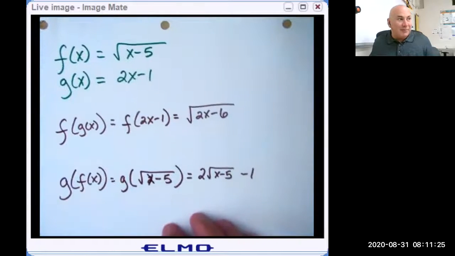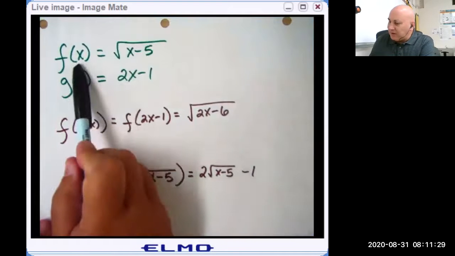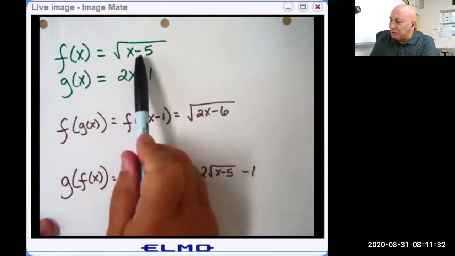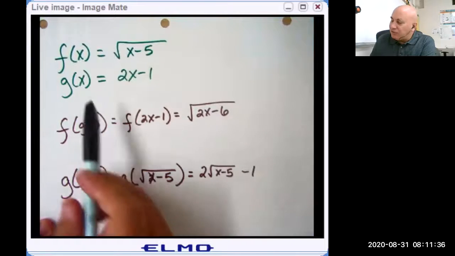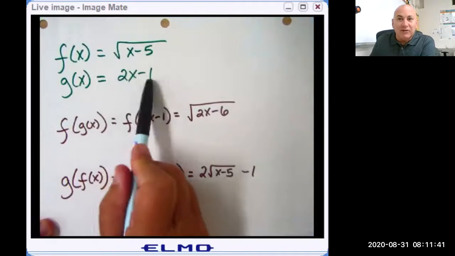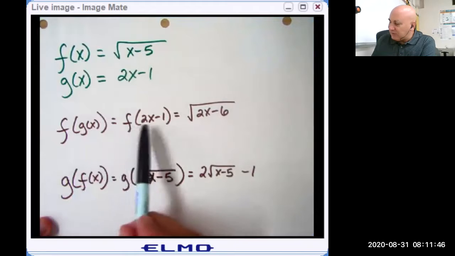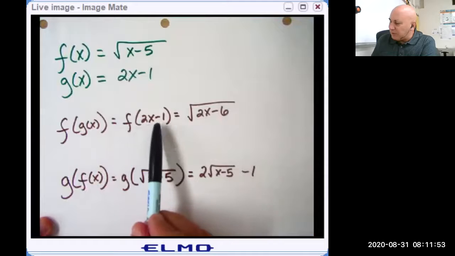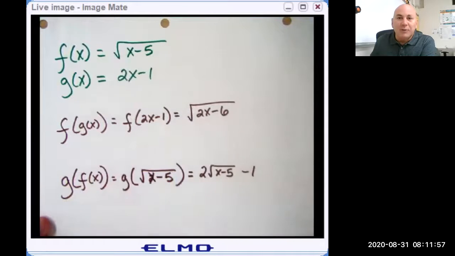Here's another example. You have two functions, f and g. Function f says take whatever is inside the parentheses, subtract 5 from it, and then take the square root. Function g says take whatever is inside the parentheses, double it, and subtract 1. So you can see that g of x is what's inside the parentheses here. Function f says subtract 5 from it. So you subtract 5 from that, you get 2x minus 6, and then take the square root.